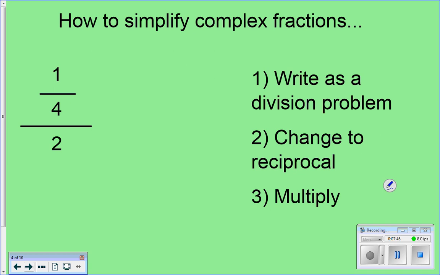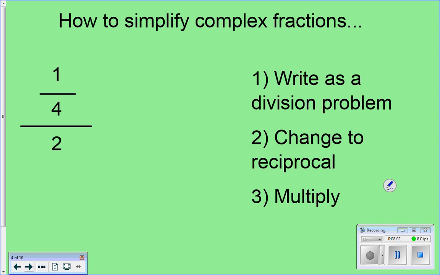So write as a division problem, change to reciprocal, and then multiply. So I have 1/4 divided by 2, or 1/4 over 2. Do you see how this one's always longer? That longer line is always the fraction bar. Okay. So what this says is 1/4 divided by 2.